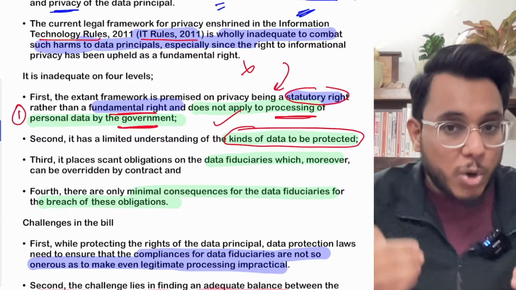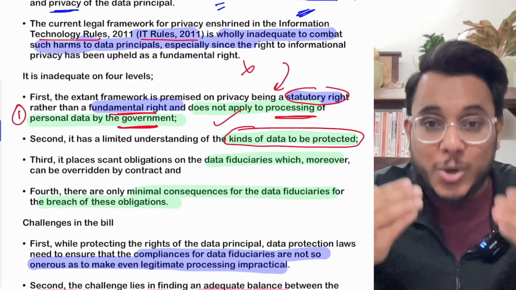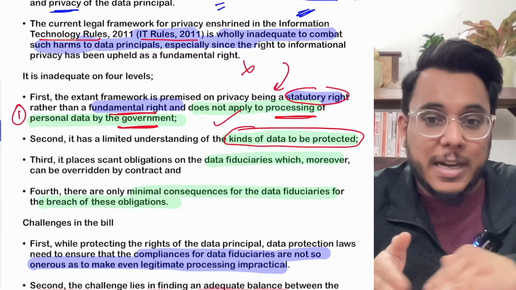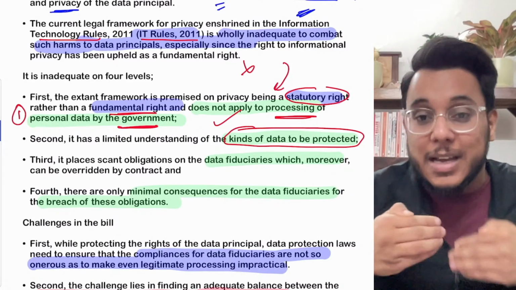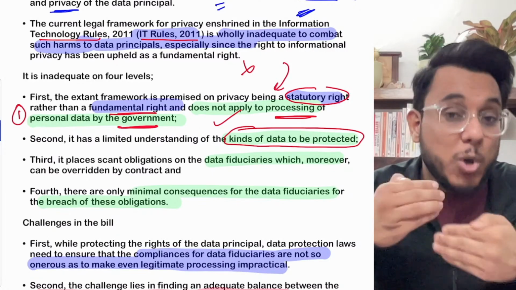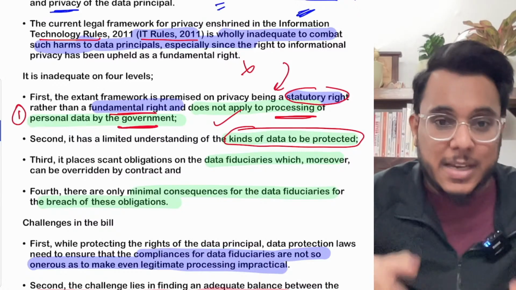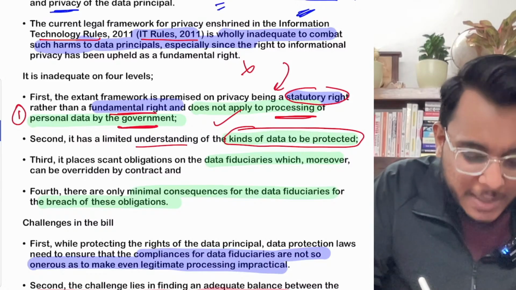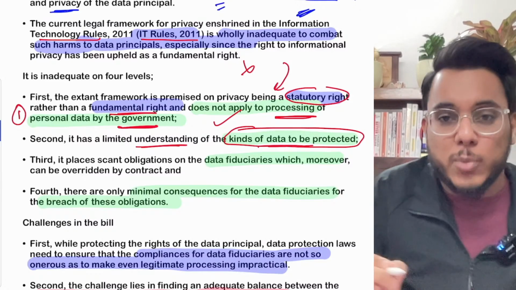So there is personal data and non-personal data. Within personal data also there is sensitive data and non-sensitive data. So basically, the type of data and the kind of protections to be given to the different types of data are not elaborately discussed. So there is a limited understanding of the kinds of data to be protected.